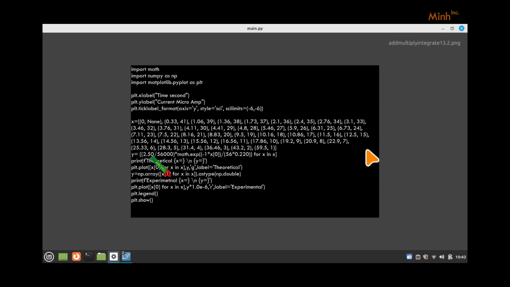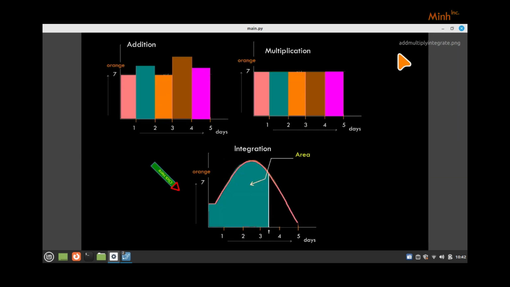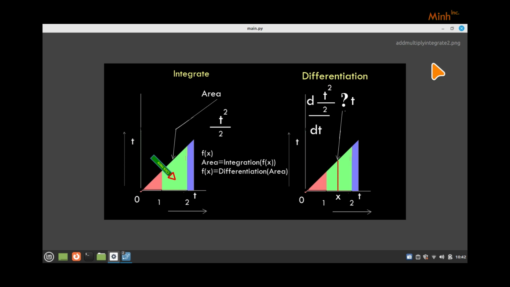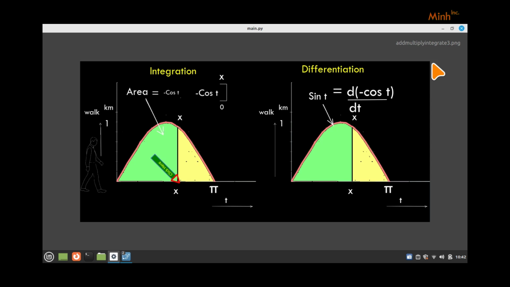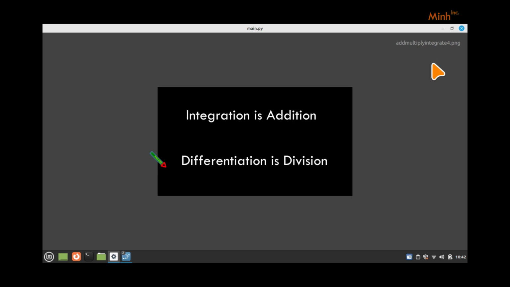Okay, so we'll do the animation again from the beginning slide. Initially, it is addition, multiplication, integration. That is, calculation of the area is the integration. What is the relationship between integration and differentiation? One is addition and one is division.